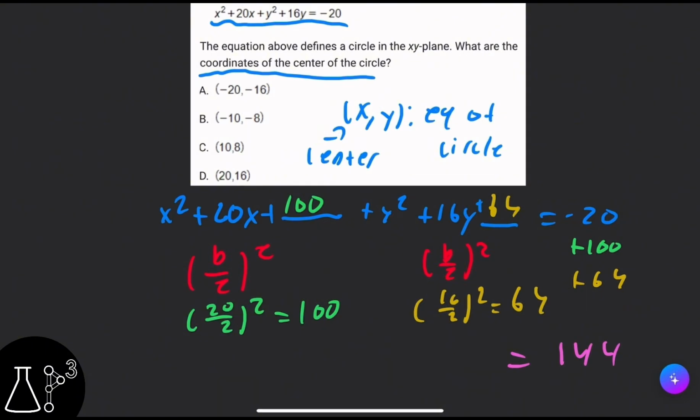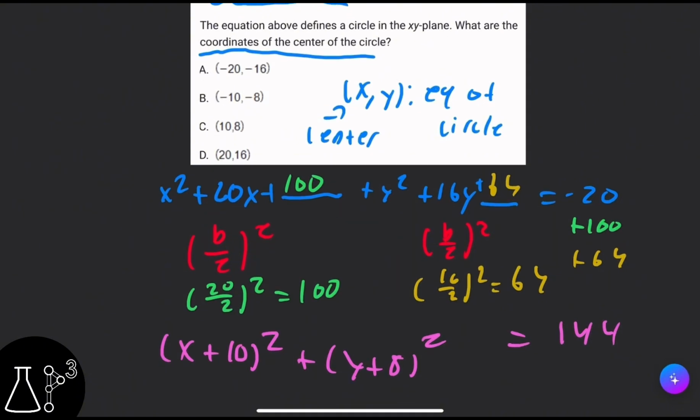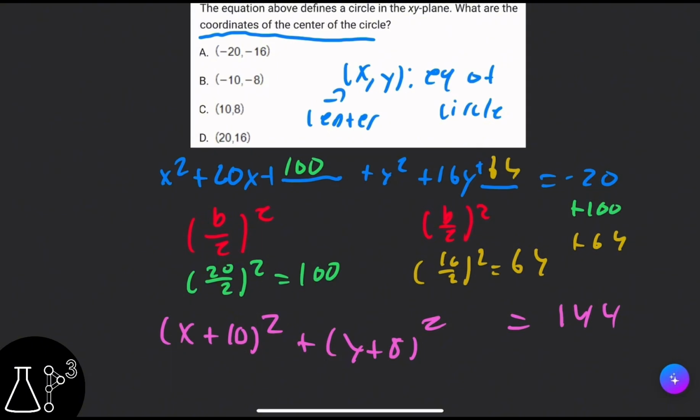And if we find it, we would find x plus 10 squared plus y plus 8 squared, and then equals 144. And they're asking us for the coordinates of the center. So we look for the x and the y value. x plus 10 equals 0, so x equals negative 2. And for the y value, we look for y the same way. y plus 8 equals 0, so y equals negative 8.